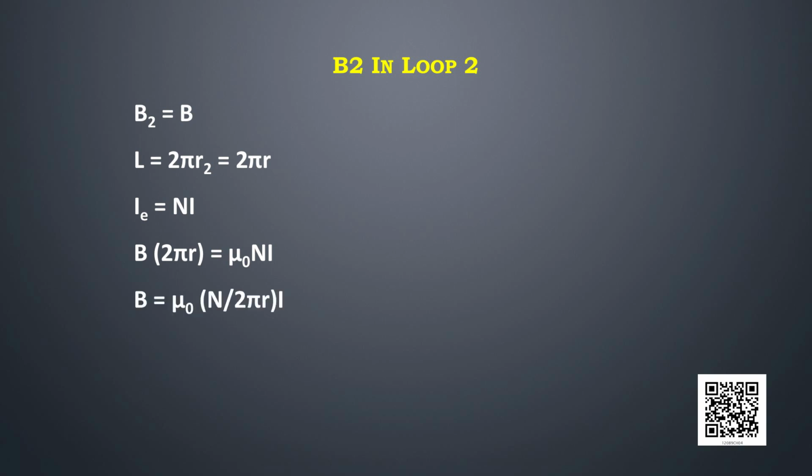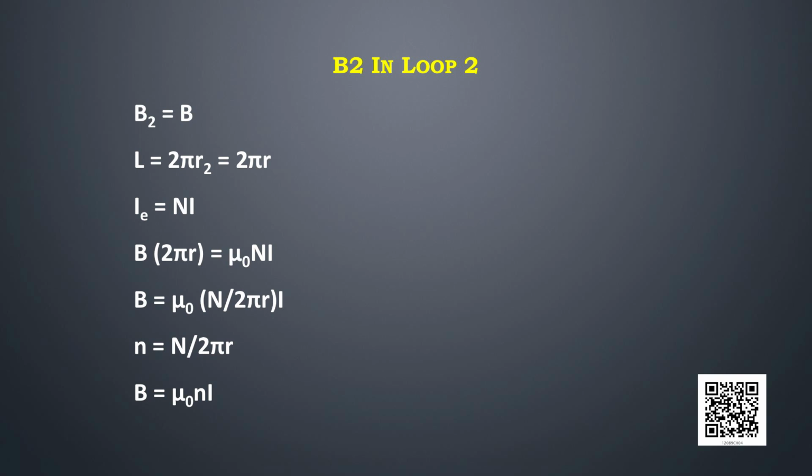Here B is equal to mu naught N divided by 2 pi r multiplied by I. And this N divided by 2 pi r is nothing but the number of turns per unit length, which is the total number of turns N divided by 2 pi r. So, this expression can be written as B is equal to mu naught n I. So, this is the magnetic field due to a current carrying toroid.